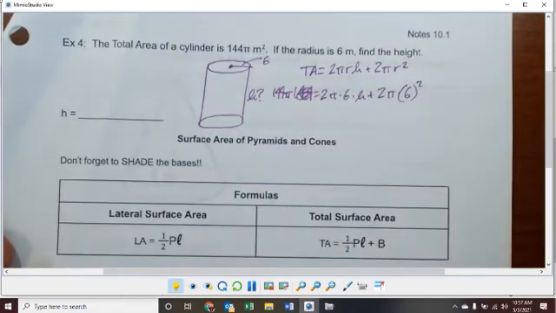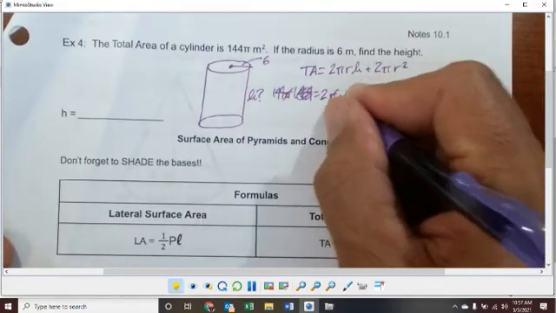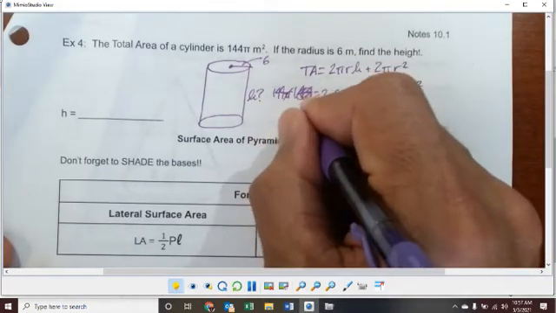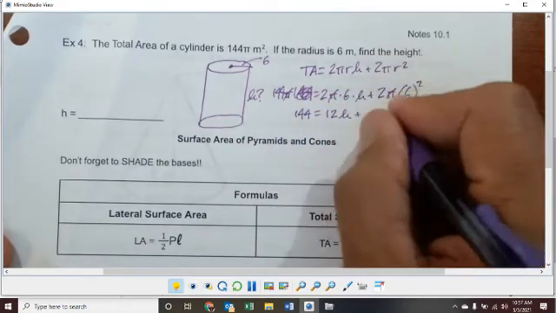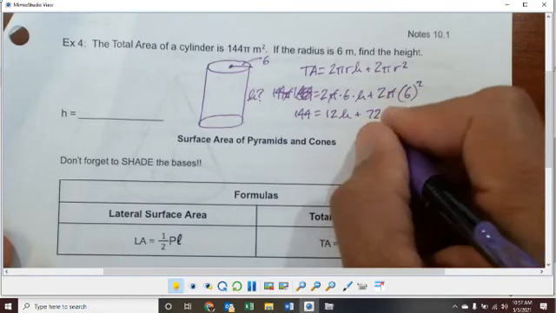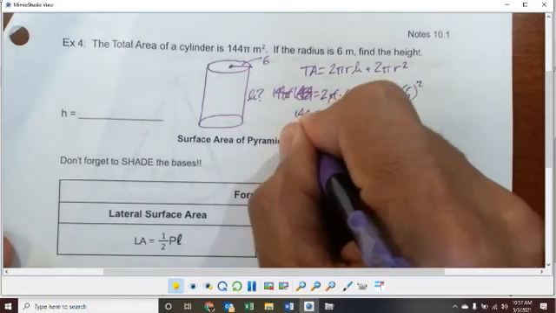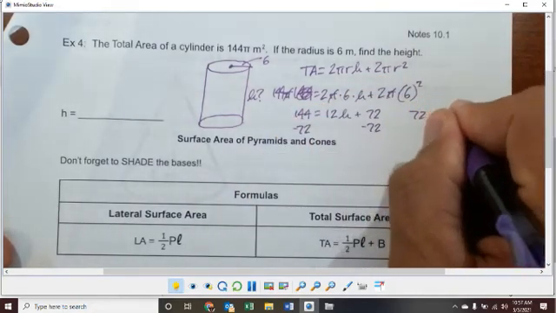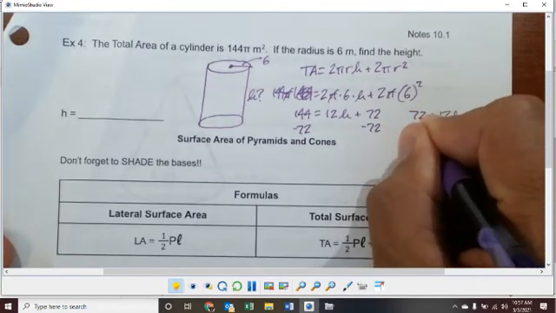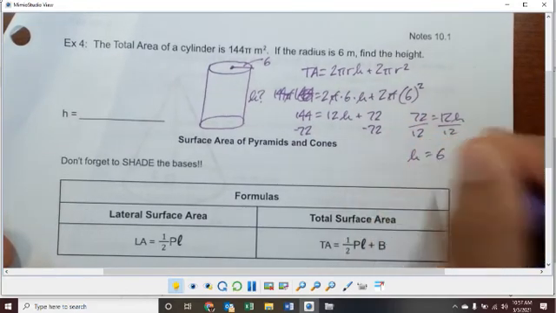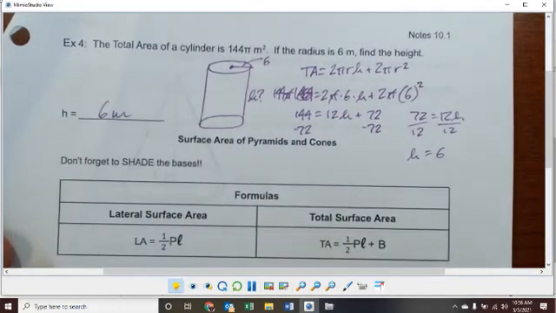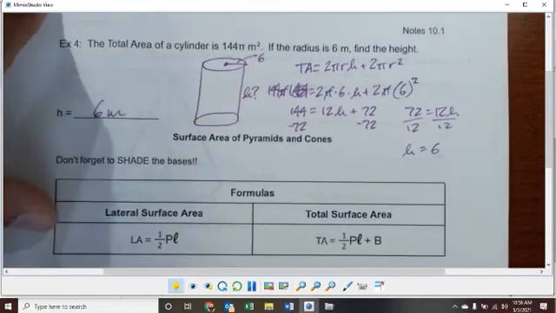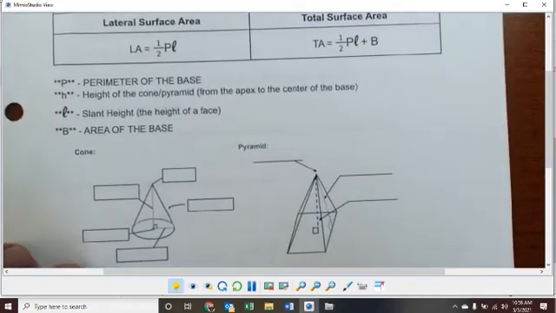All right, each of the terms has a pi, so I know I can cancel those pi's out, just divide them away. So I'm left with 144 equals 12h plus 2 times 36, which is 72. Subtract 72 from both sides. It's going to give me 72 equals 12h. Divide by 12. That gives me h equals 6 meters. All right, so that's all about cylinders. This is a little bit slanted of a cylinder. It shouldn't be that. It should be an actual straight up and down one.